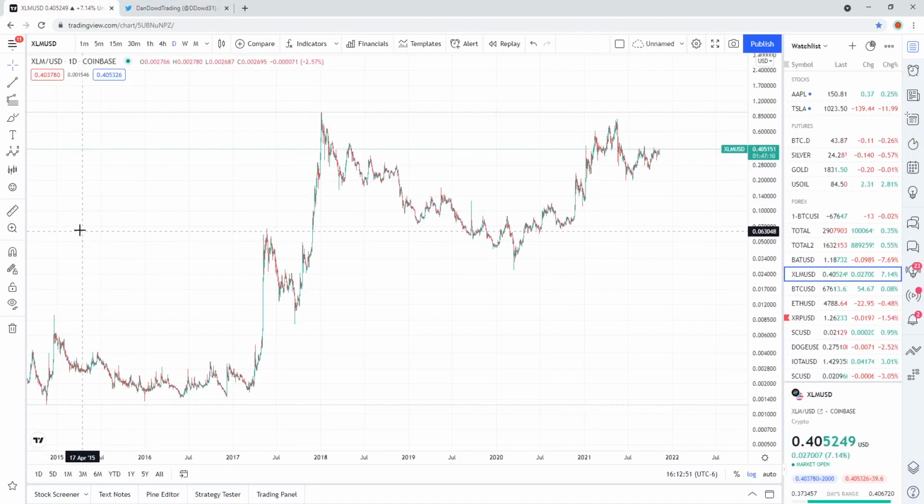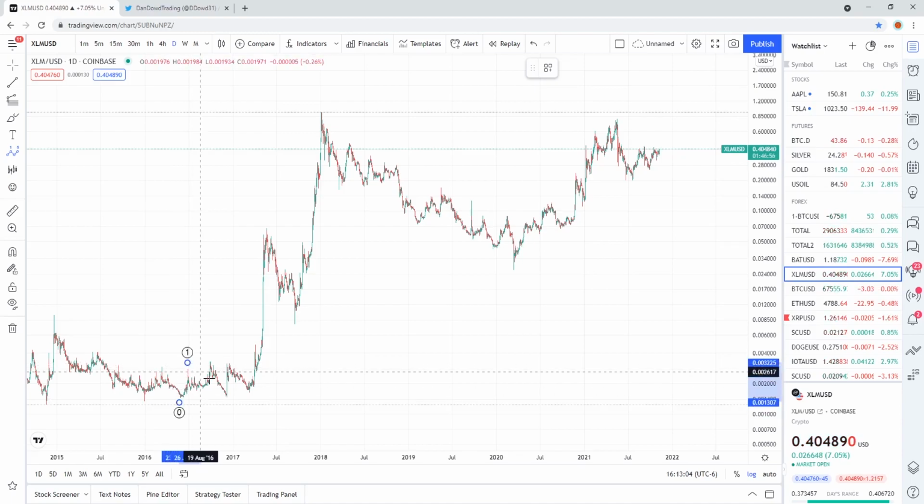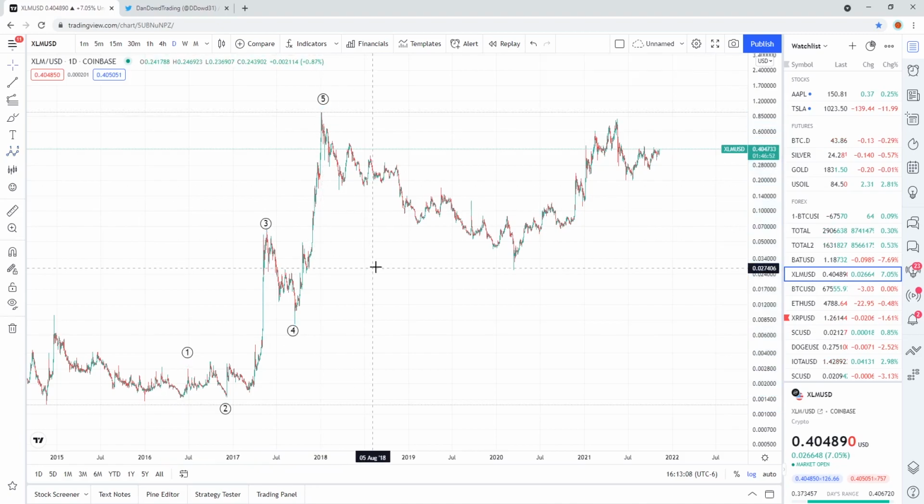Okay, so the first thing that I want to go over with you guys is my Elliott wave analysis on XLM. And I'm going to go back into 2017 to start this analysis because I believe that this whole move right here is cycle wave 1. And within cycle wave 1, there's 5 waves to the primary degree. So yeah, 1, 2, 3, 4, 5.